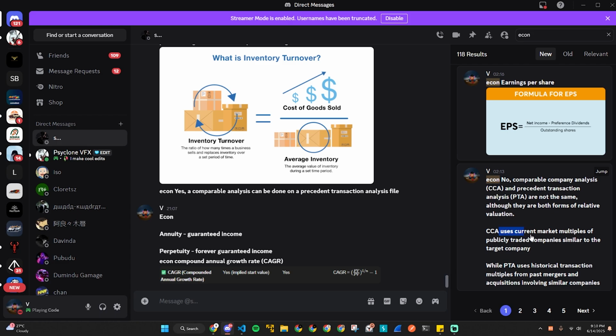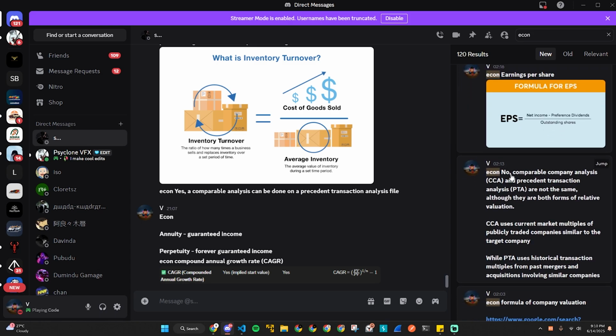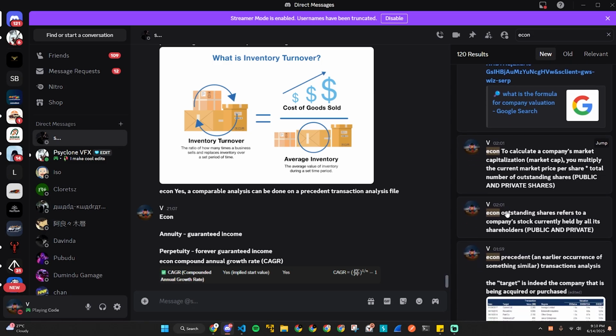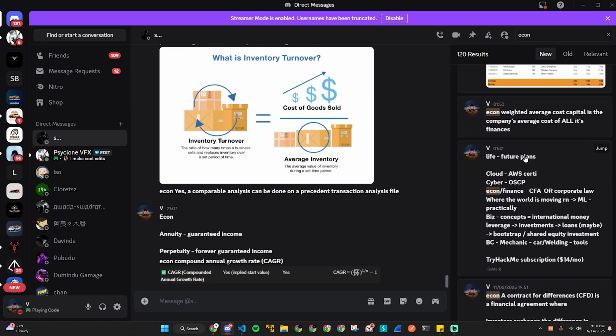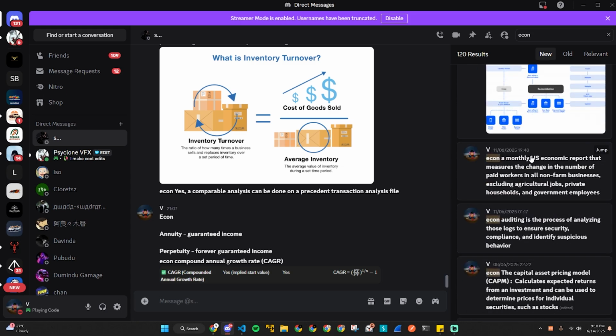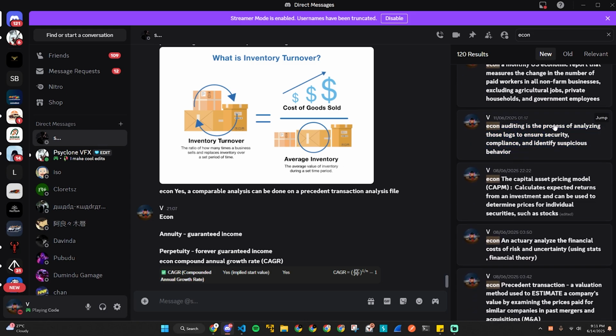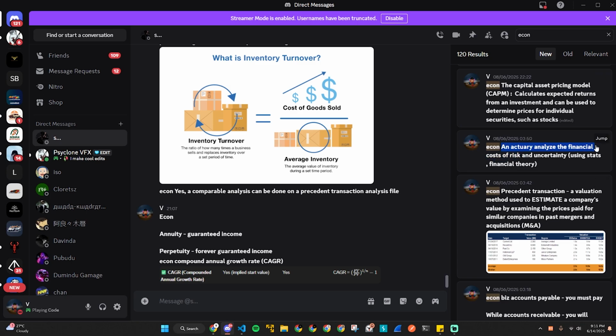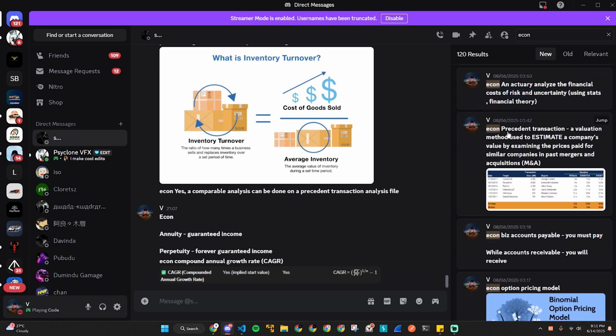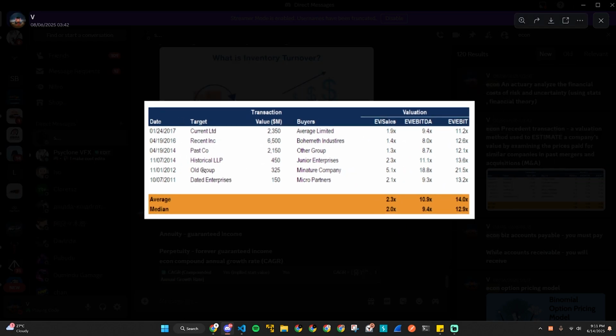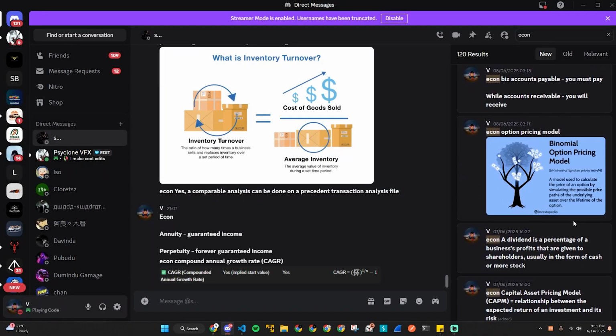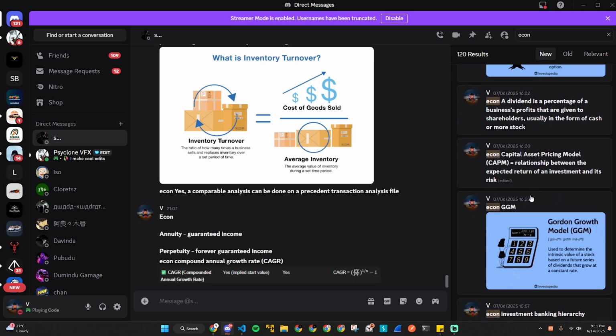Comparable analysis. This is market multiples, traded income. So with that out of the way, auditing is a process of analyzing logs to ensure security, compliance, and detect suspicious behavior. Actuary balances risk to reward. This is what I was talking about. For the comparable analysis, we use this. Accounts payable, receivable, this is normal stuff.